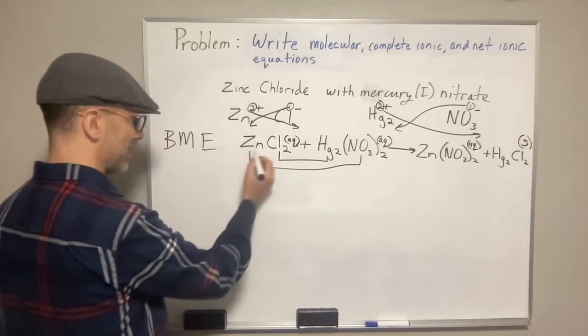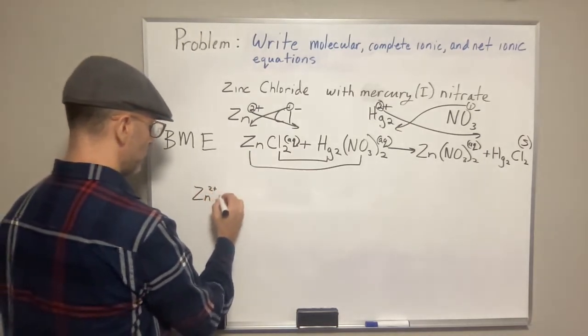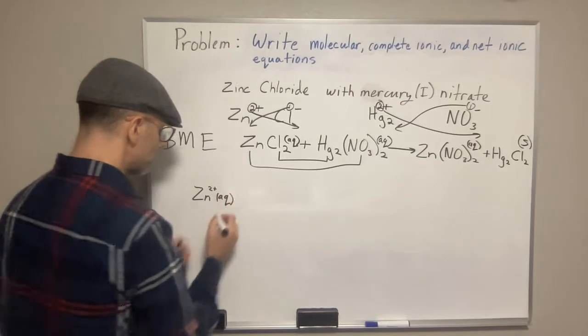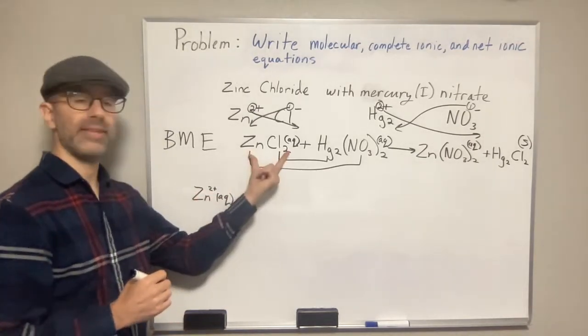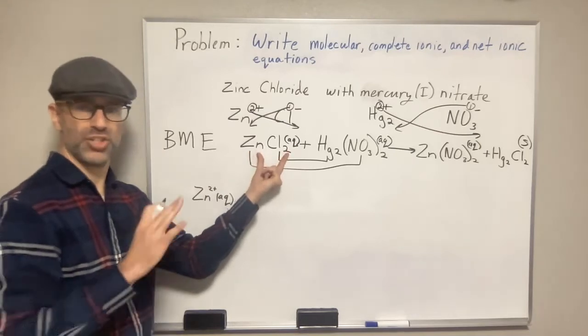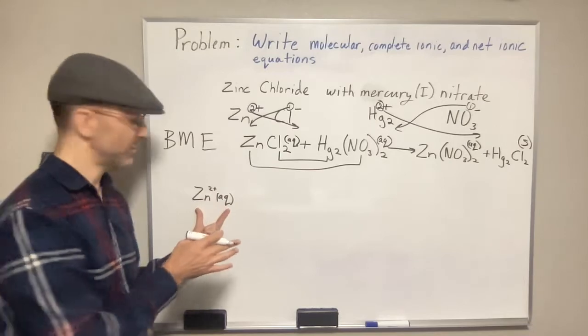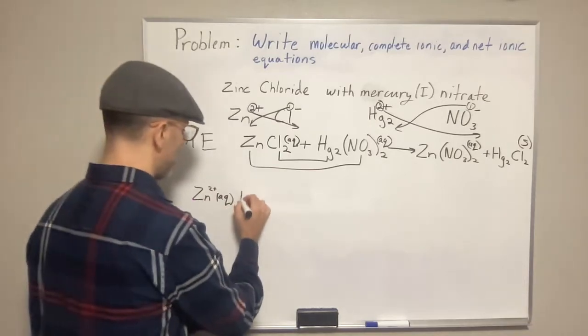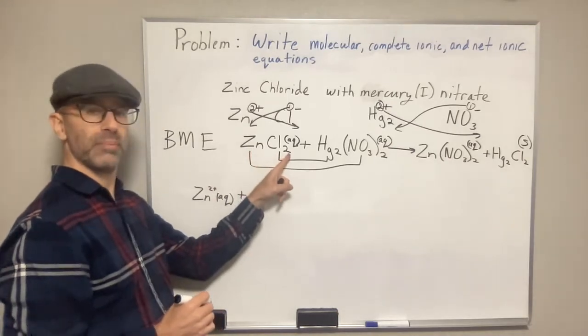So we got zinc chloride here. So zinc is a 2 plus charge, aqueous. And I want you to notice that now I'm writing the charges. When you write the ions together in their formulas, you don't write the charges. But when you write them separately, you write the charges. Okay, so here we have chloride ion. Notice we have 2 of them.